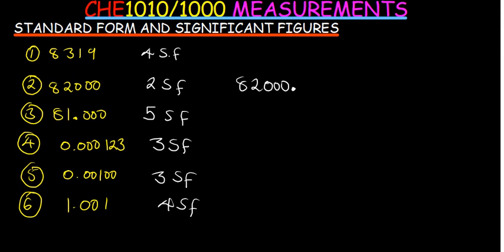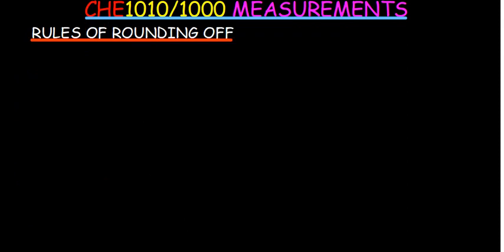Alright. Now after understanding standard form and significant figures, we are going to look at the rules of rounding off and also prefixes. These are very, very important. Rules of rounding off, prefixes, and the rules of addition and multiplication. Okay, so I'll first start with the rules of addition and subtraction.